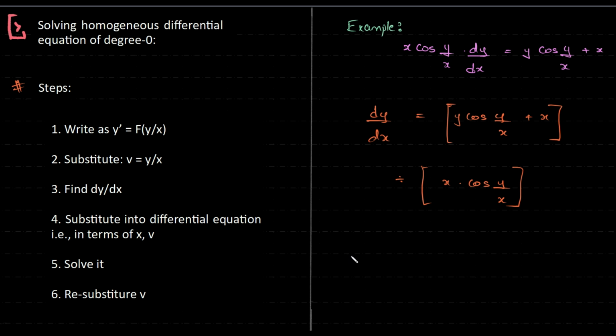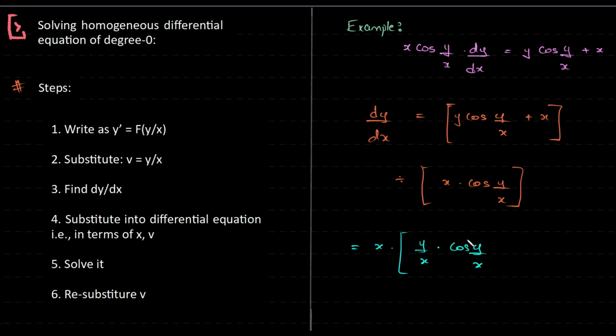What to do? I can take x common in the numerator. So x times of, if I take x common, this will become y by x. The fun of taking common is to divide that particular common factor with all the expressions. So here it is y by x cos y by x.